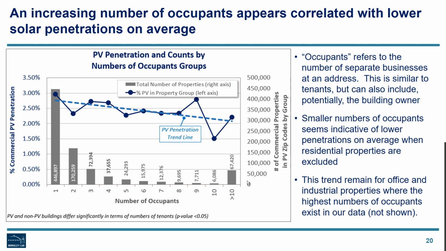We should note that the data, as we get out to larger and larger number of occupants, get a bit spotty, which is why we see that line jumping around a little bit. But clearly there's a trend here. And in fact, when we limit the data to just those properties that have the highest number of occupants in our data, which are office and industrial properties, we see the same trend. We don't show that on this figure, but you can know that's the case.